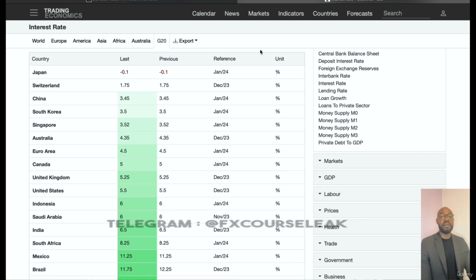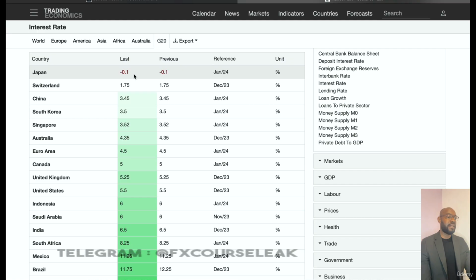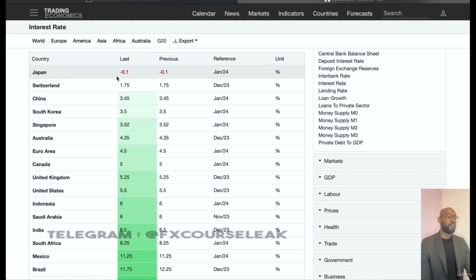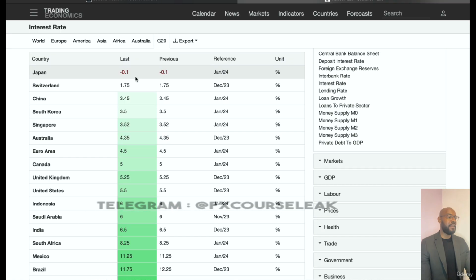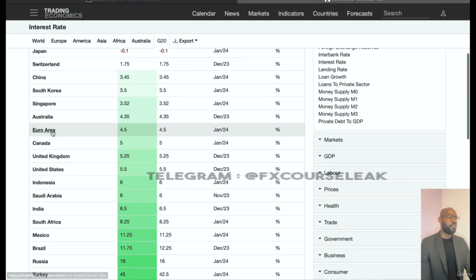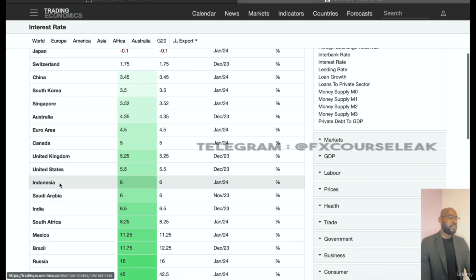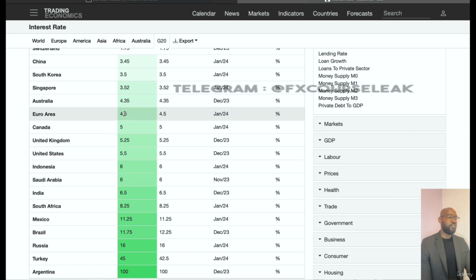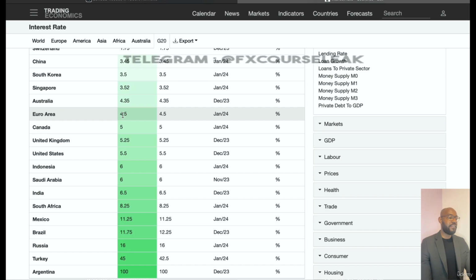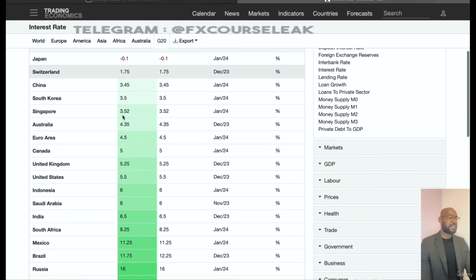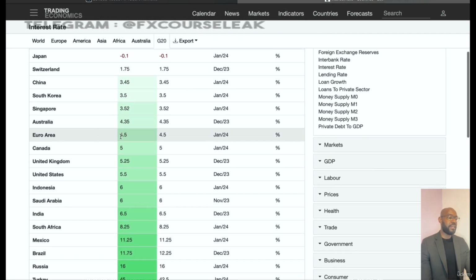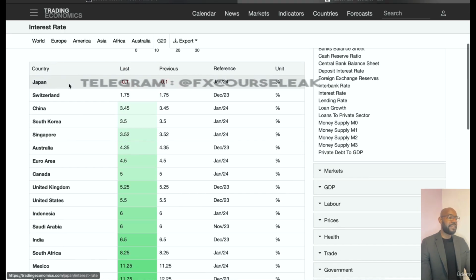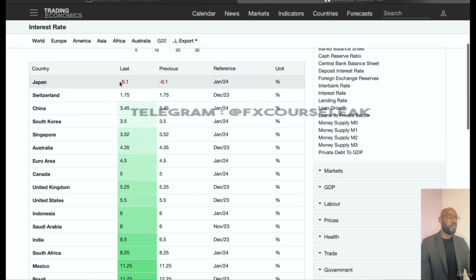So let's say, for example, if I'm trading something like the Japanese yen against pound. So if I'm trading the pound against the Japanese yen, what I'm going to do is look for euro or GBP. So if it's euro against Japanese yen, you can see right here, euro is 4.5. So the last interest rate for the euro area is 4.5. And the last interest rate for Japan is negative 0.1.